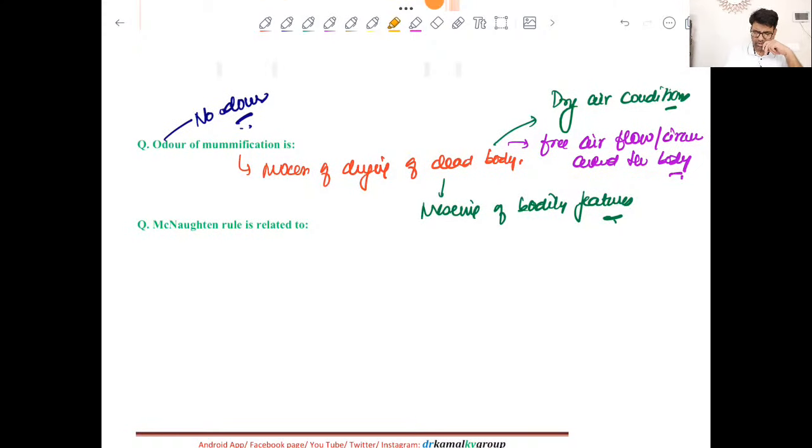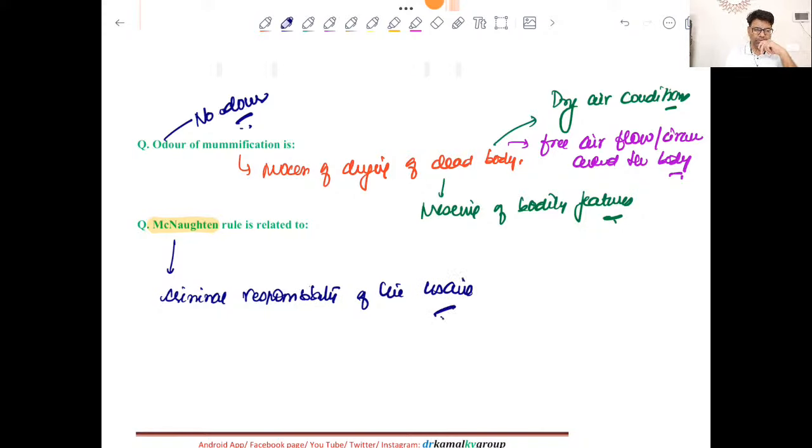Now, what is McNaughton's rule? Any idea what McNaughton's rule is? This is actually the criminal responsibility of the insane. Very good, Shanavas bhai. So it is criminal responsibility of the insane. Very good, Narsimha, very good.